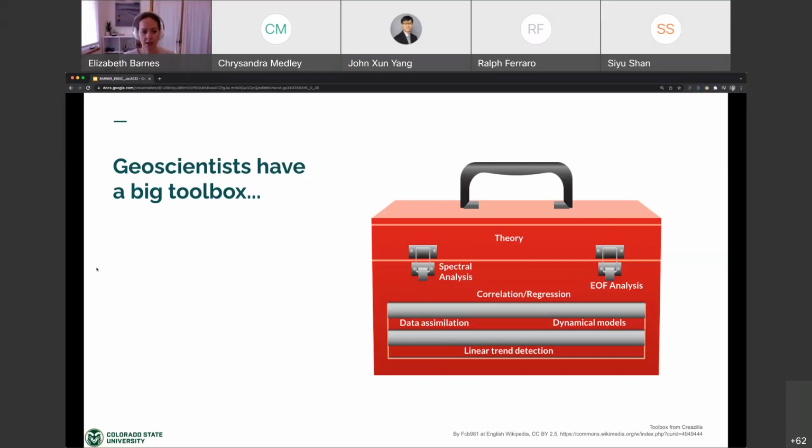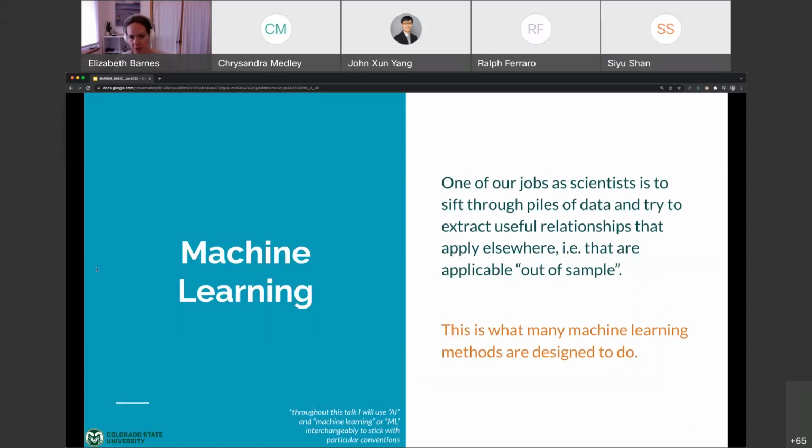So here I want to start off from the very first slides and make it clear, I see machine learning as an additional tool to be added to this toolbox. I am not here to tell you how it's going to solve all of your problems or how it should be used instead of any of these others. Rather, it's merely the screwdriver amongst a big other set of tools that you already have, you know, in your closet, if you will. Okay, so in my view, one of our jobs as scientists is to sift through piles of data and try to extract useful relationships that apply elsewhere.